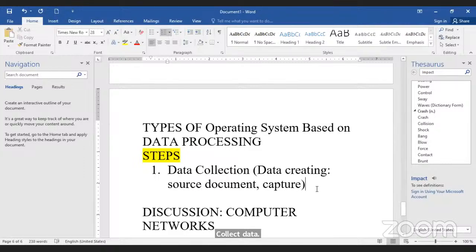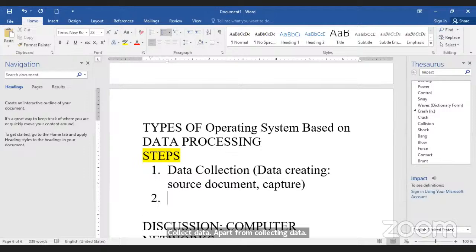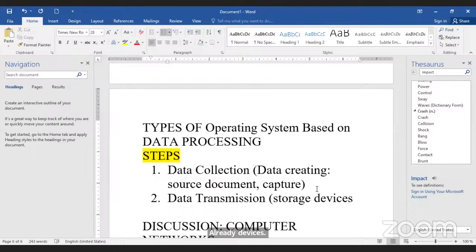Apart from collecting data, step number two, we transmit data. This is called data transmission. You can transmit data from one computer to another, or you can transmit data through storage devices. Or we can transmit data from one computer to another, maybe through a network.